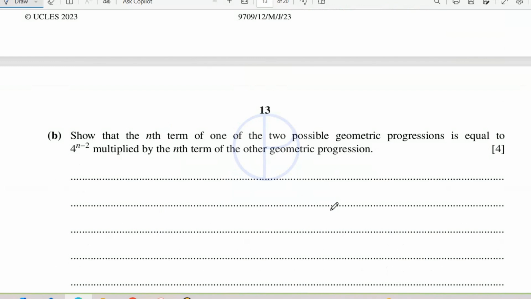Next, B part of the question is show that the nth term of one of the two possible geometric progressions is equal to 4 power n minus 2 multiplied by the nth term of the second geometric progression. Okay, so let's write the two different geometric progressions. When a is equal to 80, r is equal to 1 over 5.